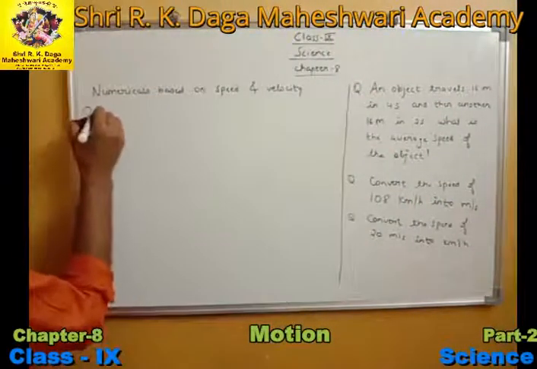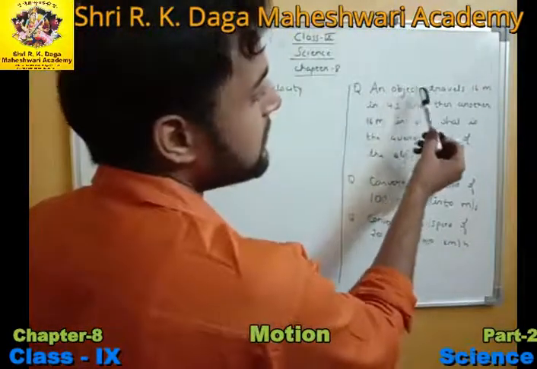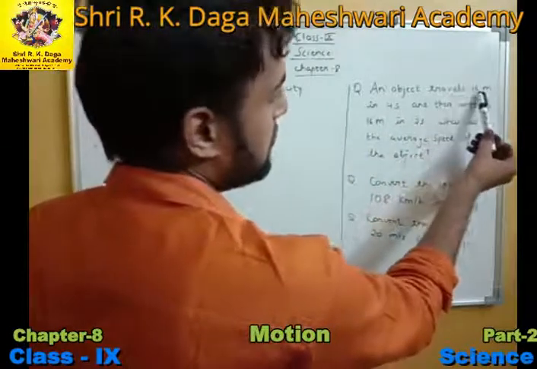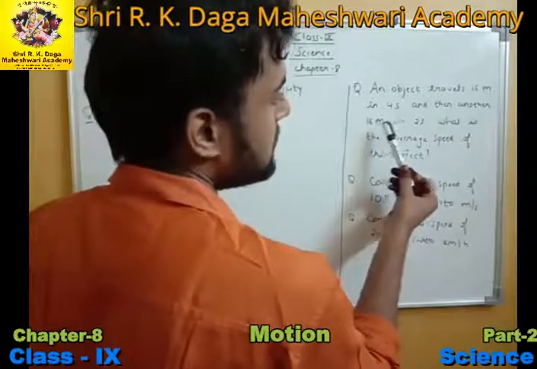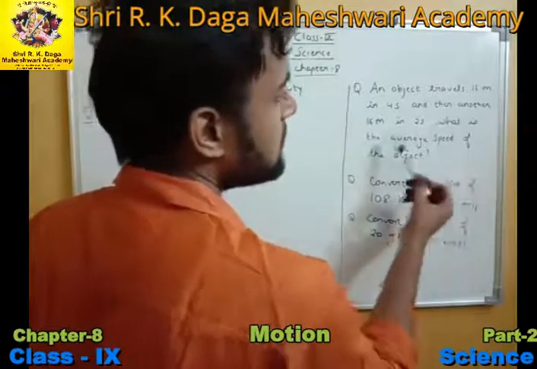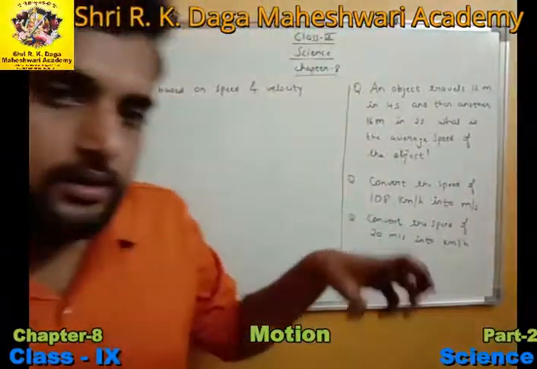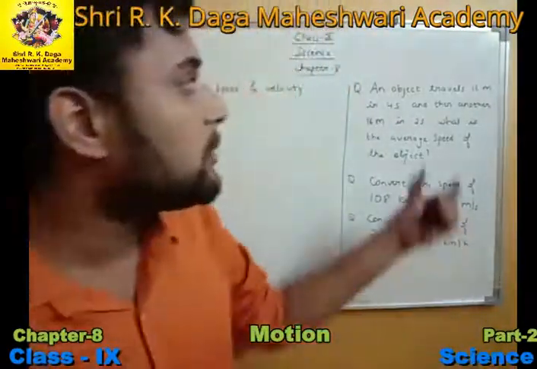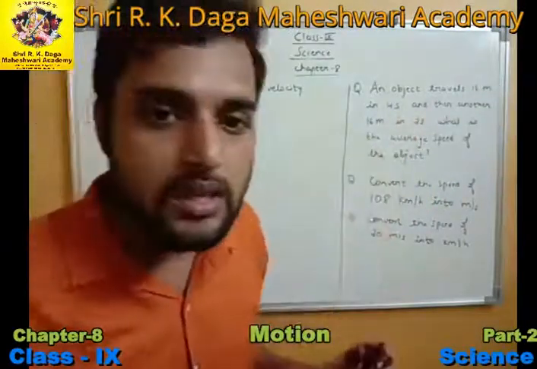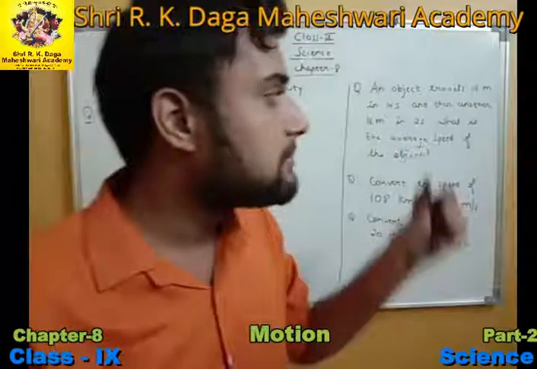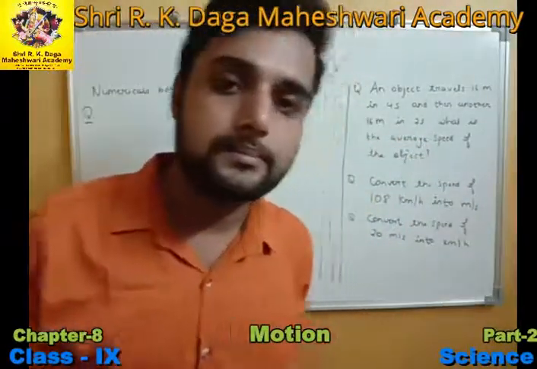First of all, we will discuss the first question, which states that an object travels 16 meter in 4 seconds and then another 16 meter in 2 seconds. What is the average speed of the object? Okay, so first let us consider an object. It will travel the distance of 16 meter in 4 seconds and then another 16 meter in 2 seconds. Now we have to calculate its average speed.